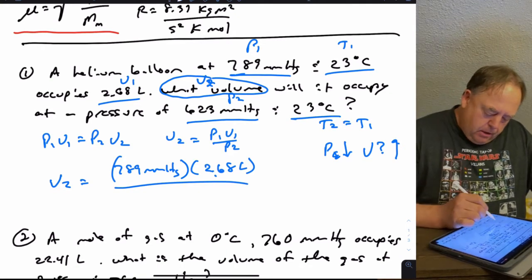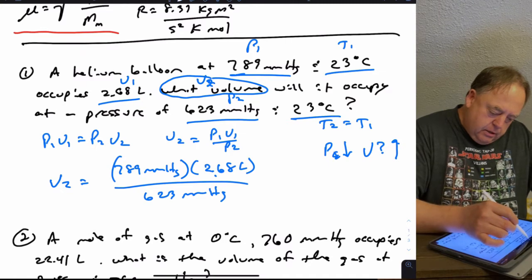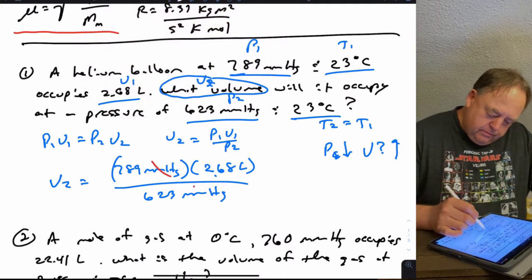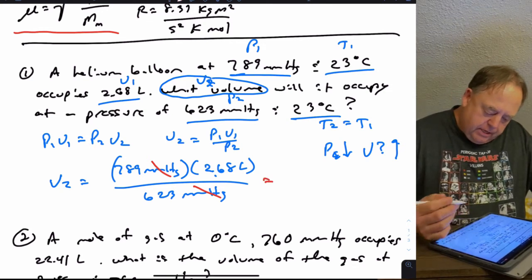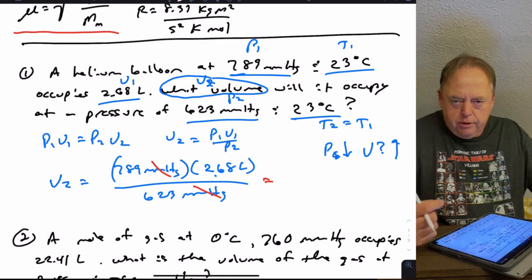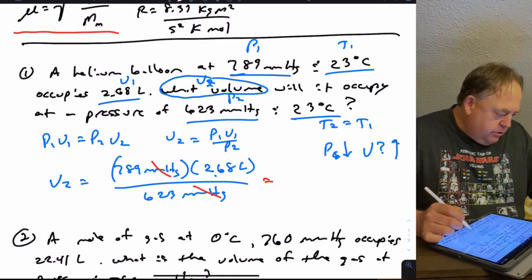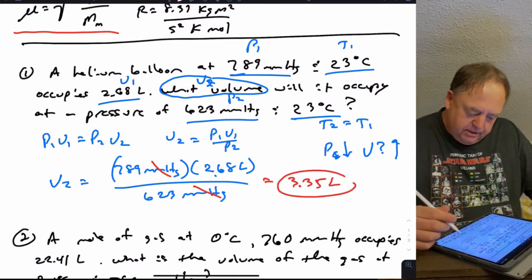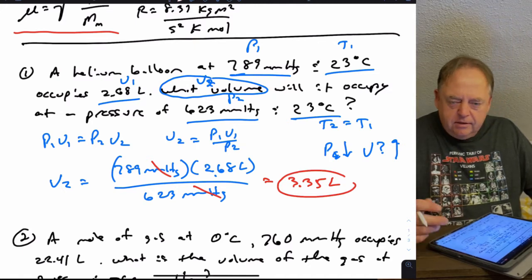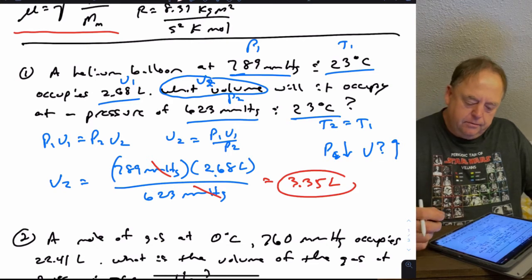Okay, so plug in P2, which is 623 millimeters of mercury. Then the millimeters of mercury cancel, and the only unit left is volume. So again, that's another way to check your answer. If you end up in the right unit, you probably got the answer right. If you do the math, you should get 3.35 liters. So the volume 2 is bigger than volume 1, which is another qualitative way to check that you did the math right.